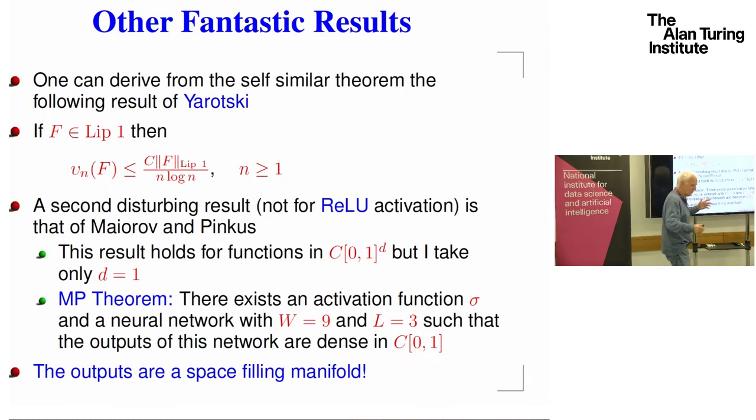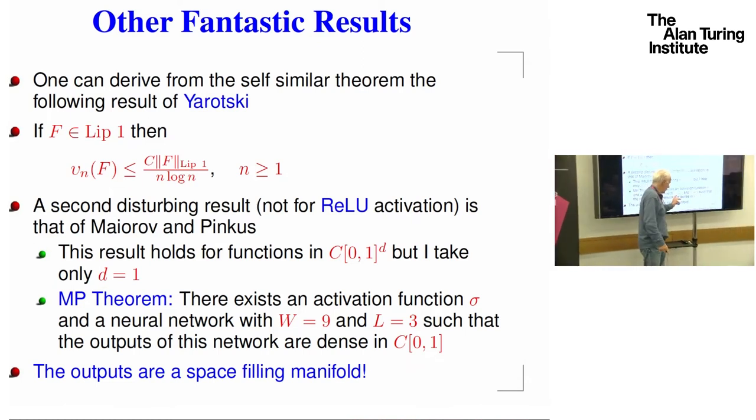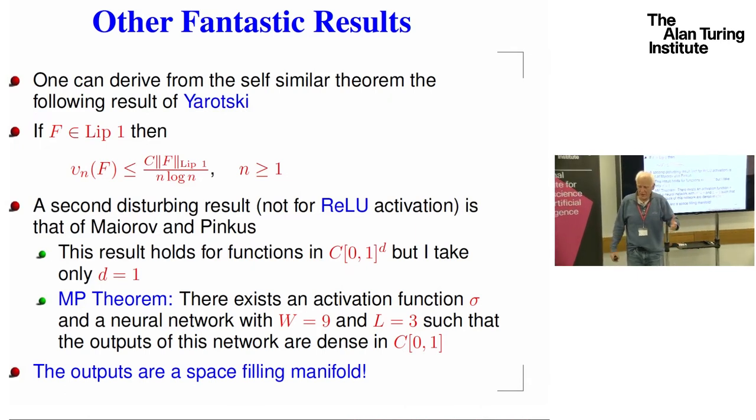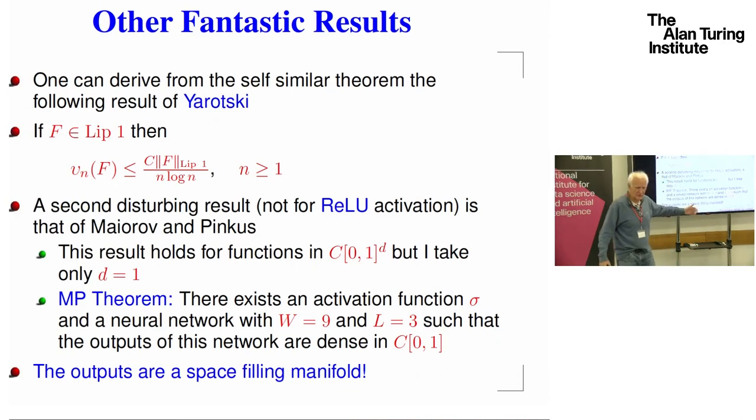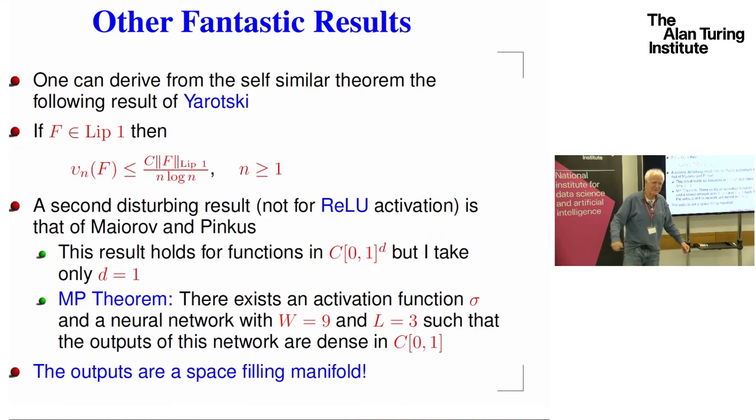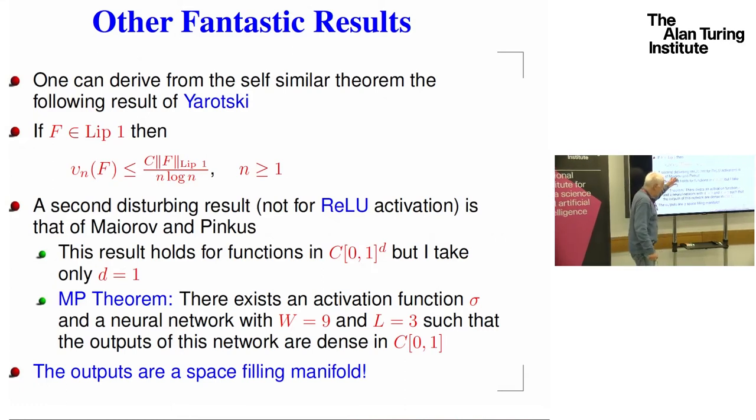The width, I don't know if this matches your numbers, the width 9 and depth 3. So you only have so many neurons, right? 27 neurons and only so many parameters. And you get everything. Every function. If you look at the outputs of this network, it's dense in C of 0, 1. Dense. Well, actually, you can do this in R^d. This is for d equal 1.